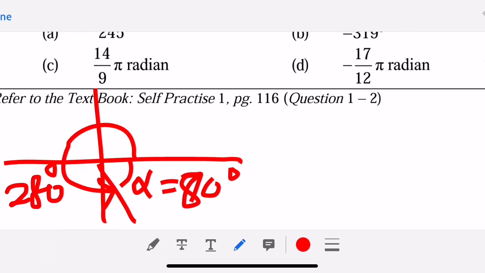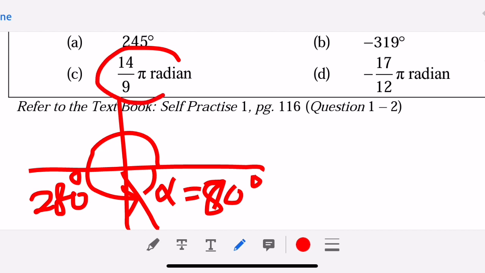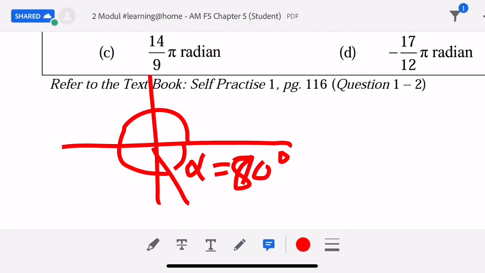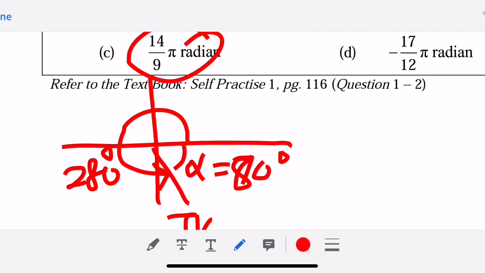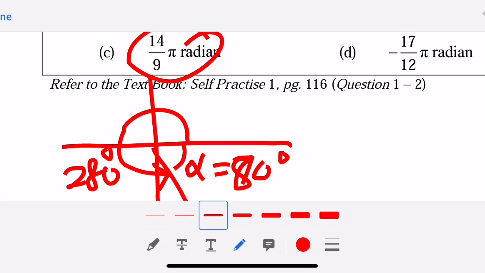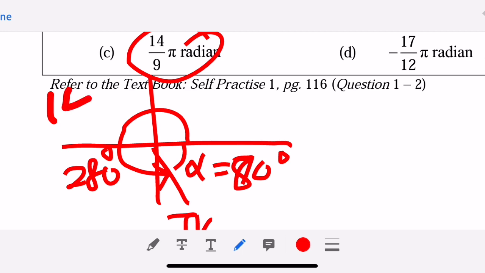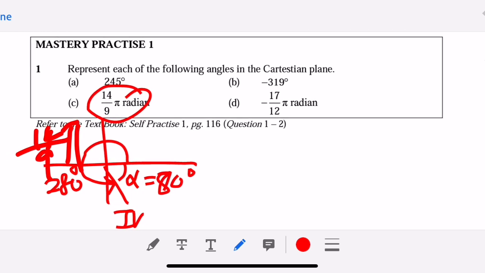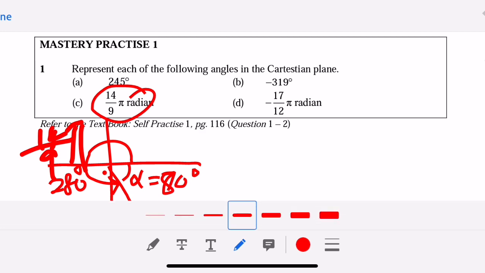And normally we will use radians. If they ask in radians, you have to answer in radians. If they ask you in 14 over 9 pi degrees, you answer in degrees. Okay, so we have completed this one.